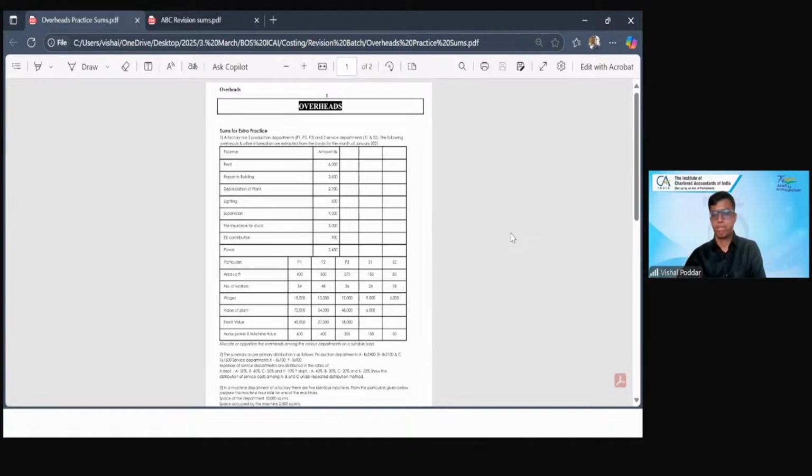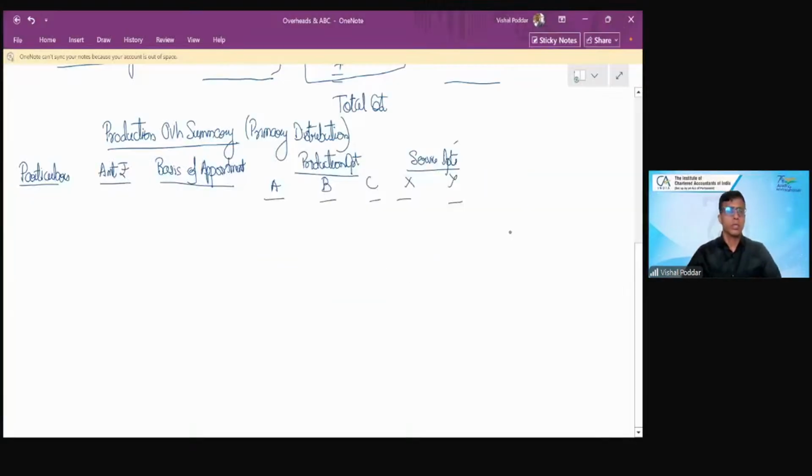Okay. So let's start solving. Now in primary distribution, basically in the question, you are given different expenses. Now the expenses may be of two categories. What are those two category of expenses? Firstly, I'll just change the terminologies. So this question says P1, P2, P3 and S1, S2. So these terminologies may change.